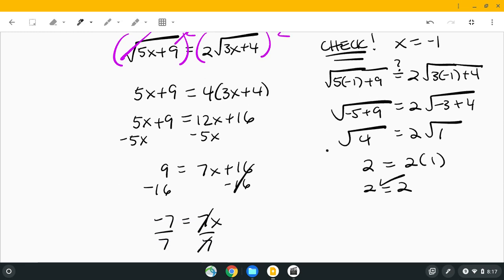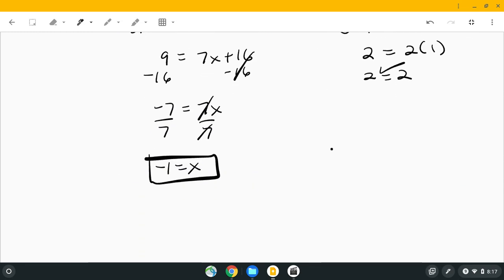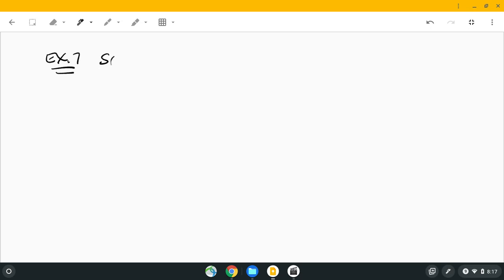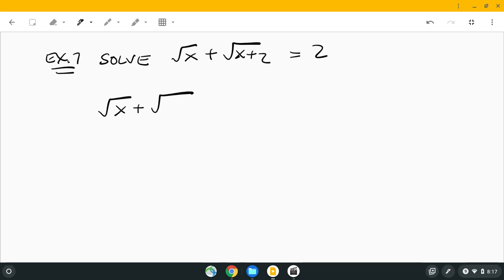So let's take a look at what happens when you have to actually do the process more than once to get rid of all the radicals. Let's solve square root of x plus square root of x plus 2 equals 2. All right, so I'm going to write it down here. We have two radicals, so I'm going to isolate one of these. Again, it doesn't matter which one.